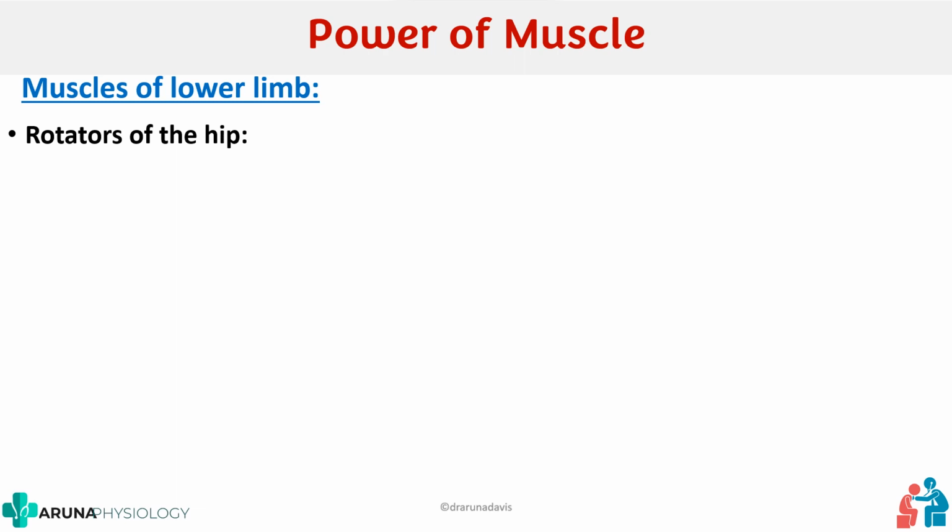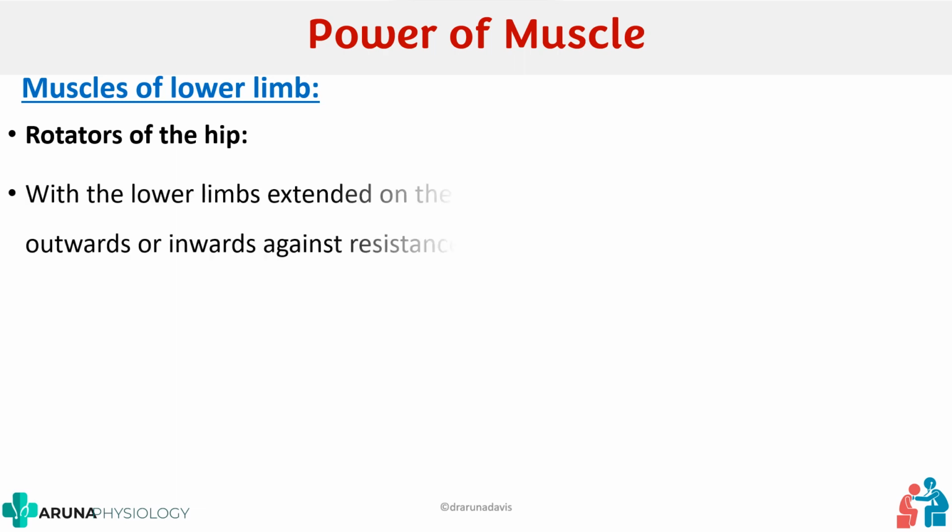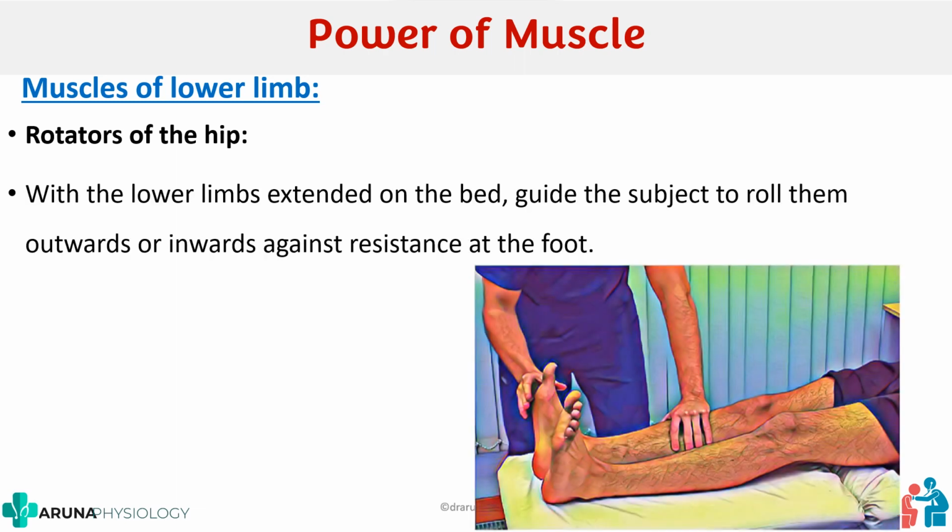Next, we've got rotators of the hip. So in this case, with the lower limb extended, we can ask the subject to roll the leg outwards and inwards against resistance. So here in this case, we ask the subject to roll the leg outwards or inwards against resistance.